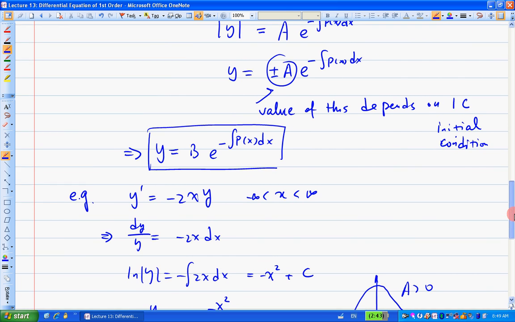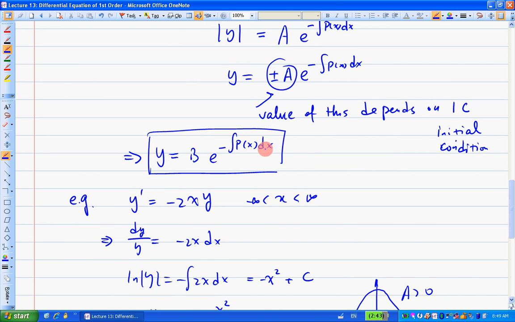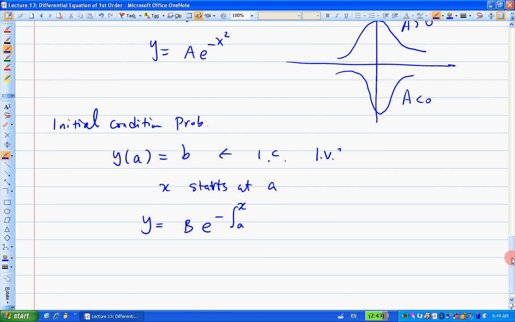Originally, the integral here is a p of x dx, right? But now because your upper limit is x, in order to differentiate the dummy variable, instead of using x, you will use maybe anything other than x. Okay, so use a u here. So this is essentially, if you have an initial condition, then that solution will basically become this.